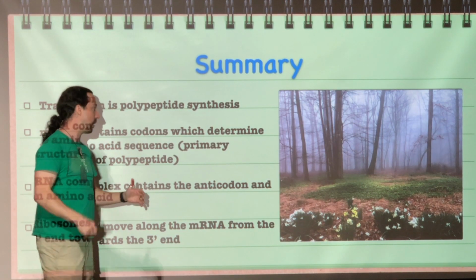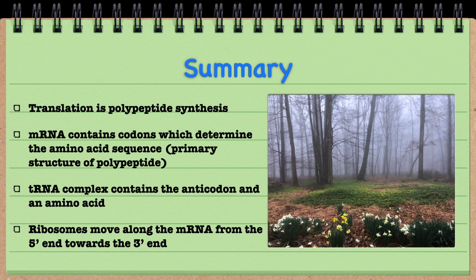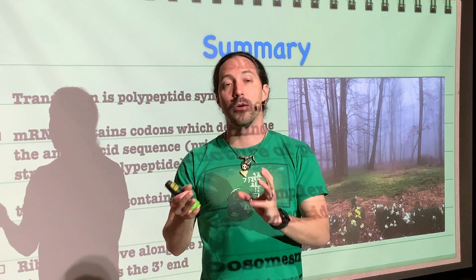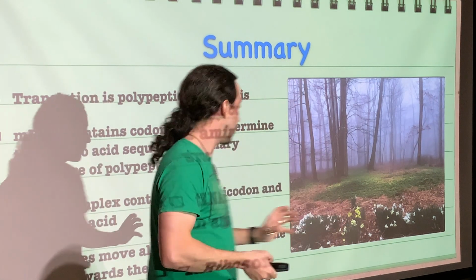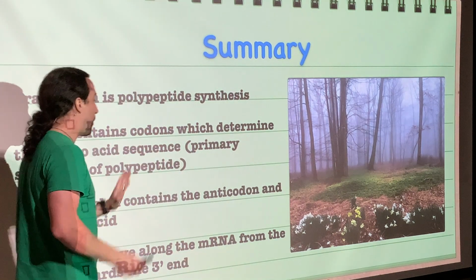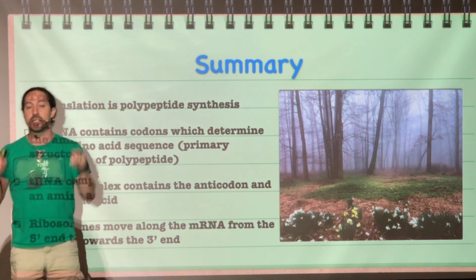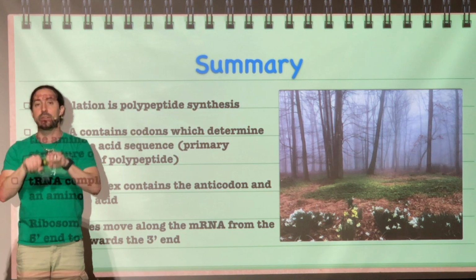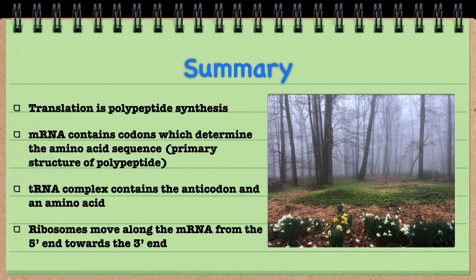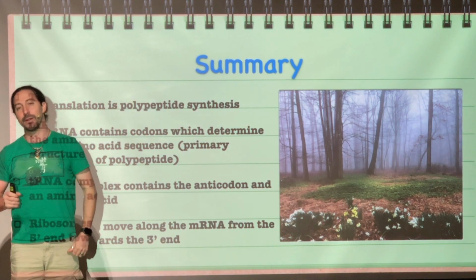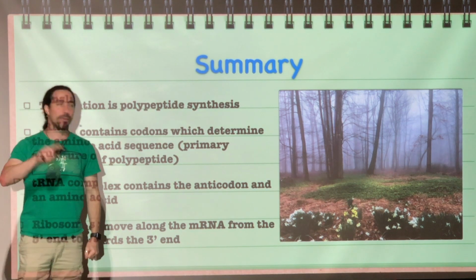The tRNA complex contains both the anticodon, so it can interact with the mRNA strand appropriately, as well as the correct amino acid, so you build the appropriate polypeptide. And it's all put together by the ribosome as the ribosome moves along that mRNA strand, taking those amino acids and forming the peptide bond between each of those amino acids that were brought to it by the tRNA. And that is polypeptide synthesis, or translation. And that's it for this time.